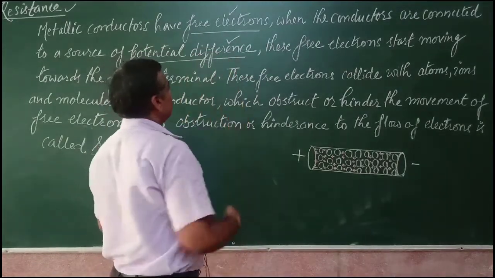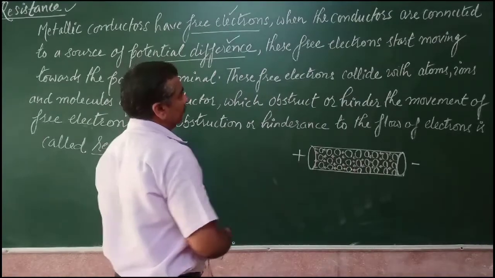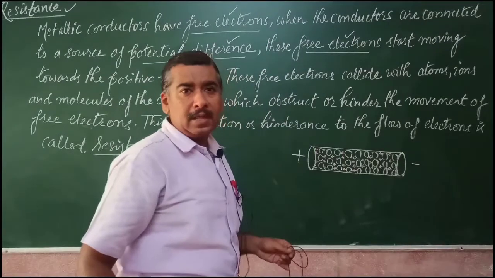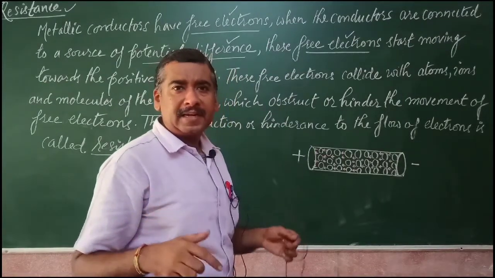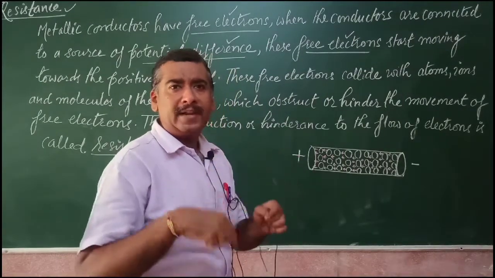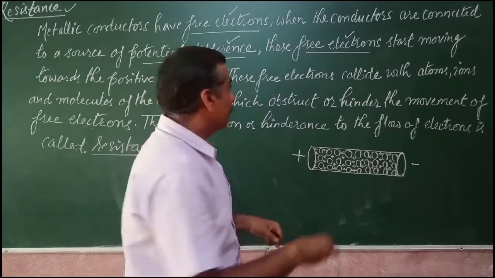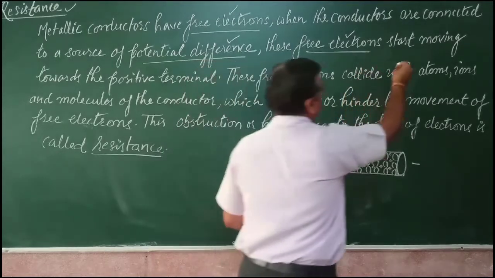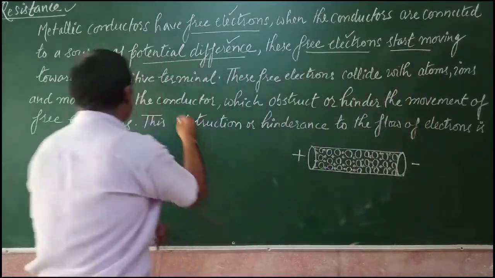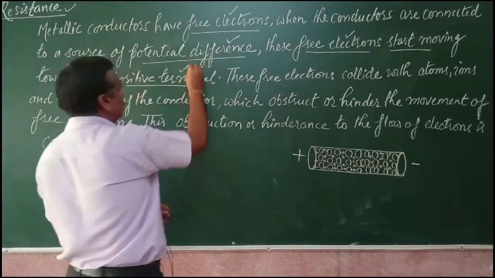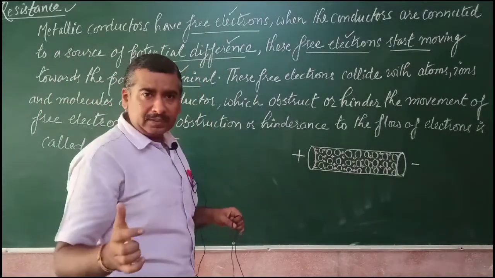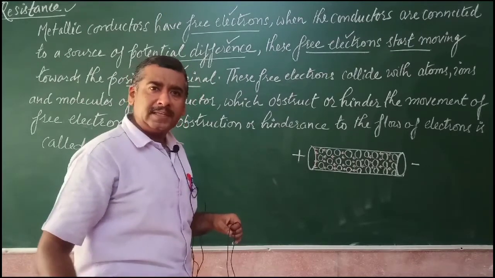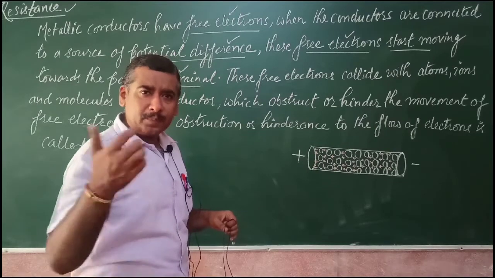When a conductor is connected to a source of potential difference, these free electrons, which were earlier in random motion when no source of potential difference was connected, start moving towards the positive terminal. They move randomly, वो इधर उधर घूमते रहते हैं, right? But when connected, they move towards the positive terminal, because the positive terminal has positive charge and electrons are negatively charged. Negative charges are naturally attracted towards the unlike charge, that is, the positive terminal.